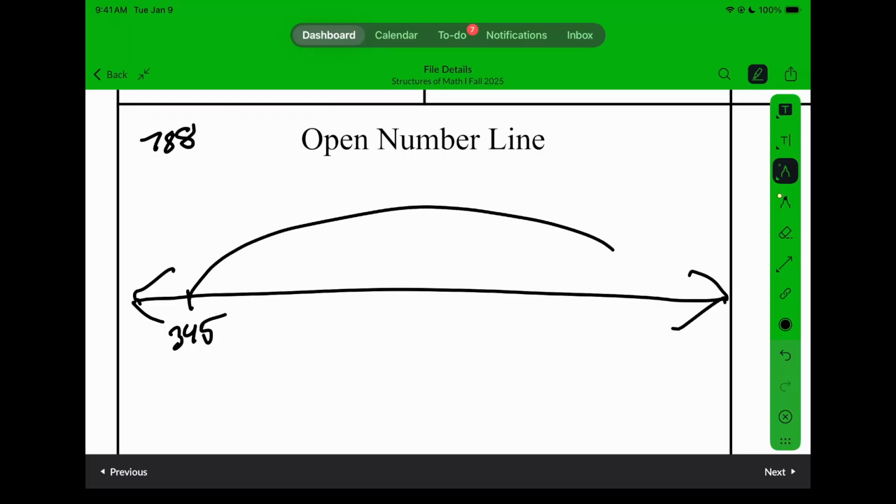You can't just like, boom, plus 788, 1,133, boom, you're done. No, can't do that. That defeats the whole purpose of this method, actually.